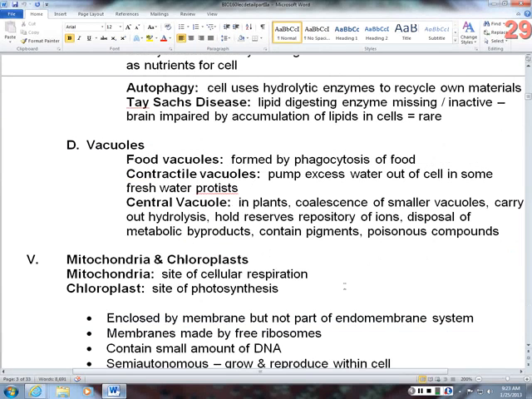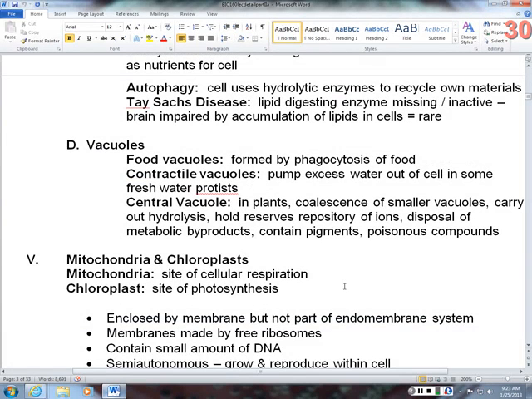So vacuoles, where you're going to see a lot of these is food vacuoles. They talk about them mostly in plants. They're formed by phagocytosis of food, and that's what also gives us some of the nutrients when we eat plants, is their vacuoles where they store these sugars.